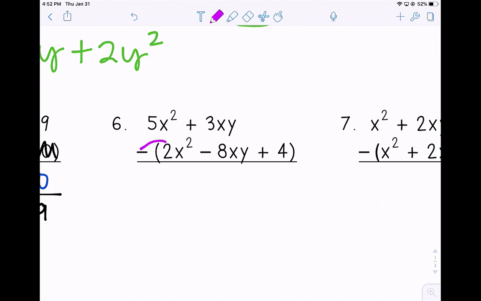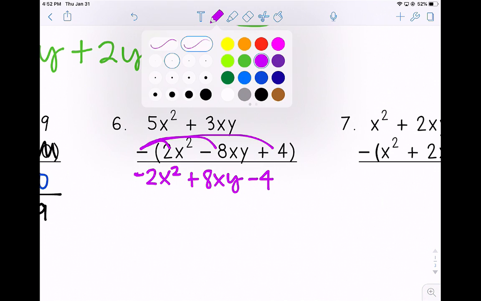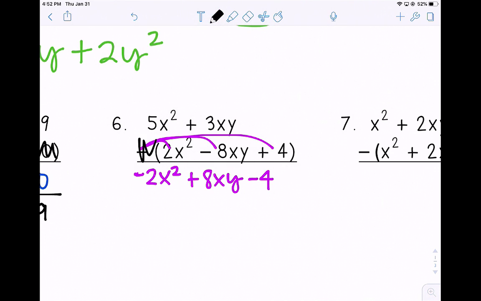I would start by distributing this negative. So that would be negative 2x squared, then plus 8xy, then minus 4. I'm done with that middle row, so I'm going to mark it out because I distributed the negative. I don't really need that anymore. So now this is my problem.